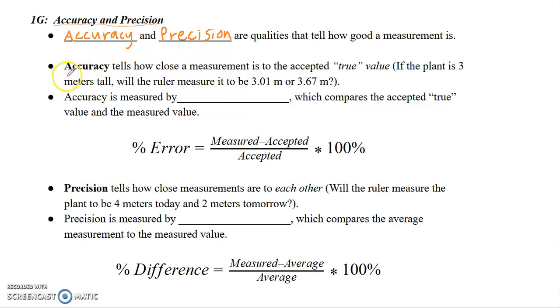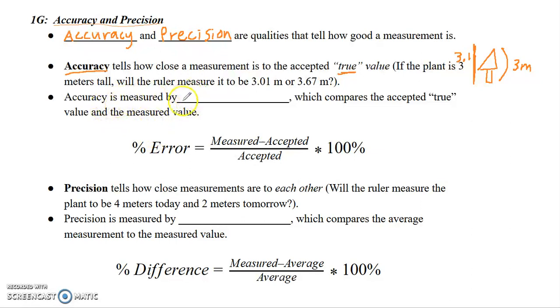So we're going to talk about accuracy first. Accuracy tells how close a measurement is to the actual or true value. So for example, let's say there's a plant, a tree. If this plant is actually 3 meters tall, if that's the actual true value, accuracy is going to tell us basically how close we are to that. So if it's 3, is our measurement 3.1? Is it 2.9? Are we under or over? So how close are we to what that thing actually is?